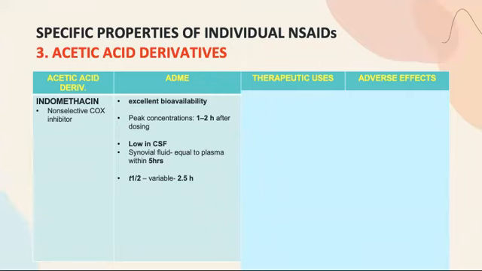Oral indomethacin has excellent bioavailability. The peak concentrations occur 1 to 2 hours after dosing. The concentration of the drug in the CSF is low, but its concentration in synovial fluid is equal to that in plasma within 5 hours of administration. There is enterohepatic cycling of the indomethacin and its metabolites. The half-life in plasma is variable, perhaps because of the enterohepatic cycling, but averages about 2.5 hours.